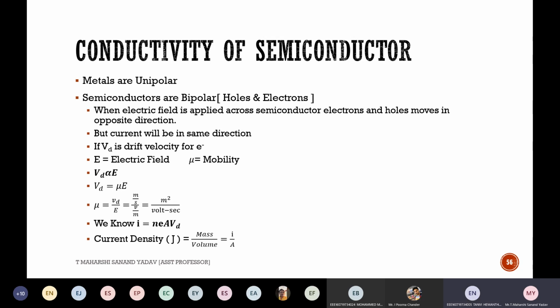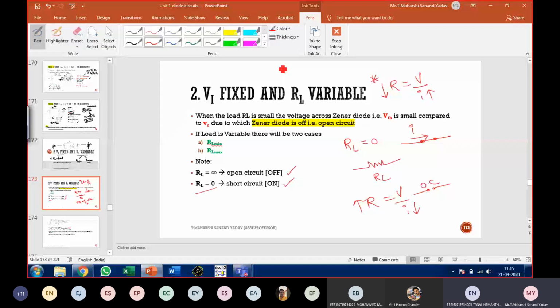Open circuit. Simple. R is equal to V by I. Resistance is infinite means it is more. If it is more, current will be less. If there is no flow of current, it is open circuit. Next, the important thing is if RL is variable, there are two cases. We need to find the minimum value of RL and the maximum value of RL. So let us see that.